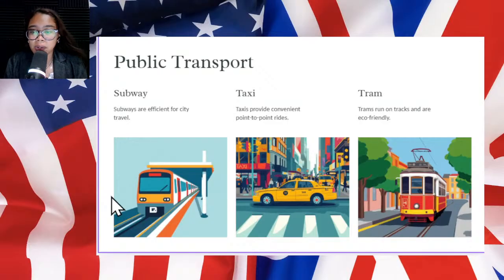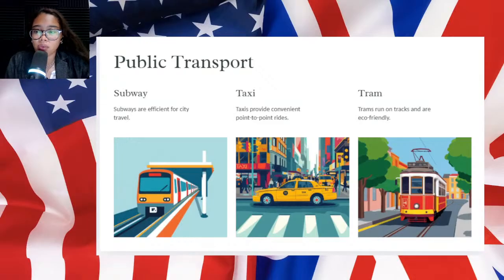As noted in the materials here, subways are highly efficient for city travel. Why? Well, it's because they move underground. They do not have to worry about traffic jams, red lights, or pedestrians on the street, which allows them to move thousands of people across the city very quickly. In different parts of the world, subways are also called the metro, the underground, or the tube. That is a subway.